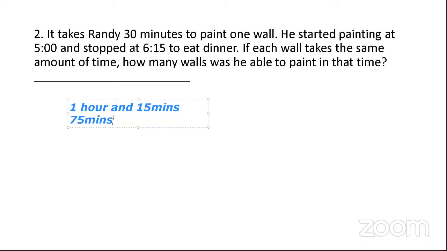Now, remember it says that Randy takes 30 minutes to paint one wall. So you can definitely go ahead and tell me what kind of operations you could use here. What could you do here to figure out? You have your 75 minutes. What are the different methods you could take to solve this, to figure out how many walls he can paint in that 75 minutes?